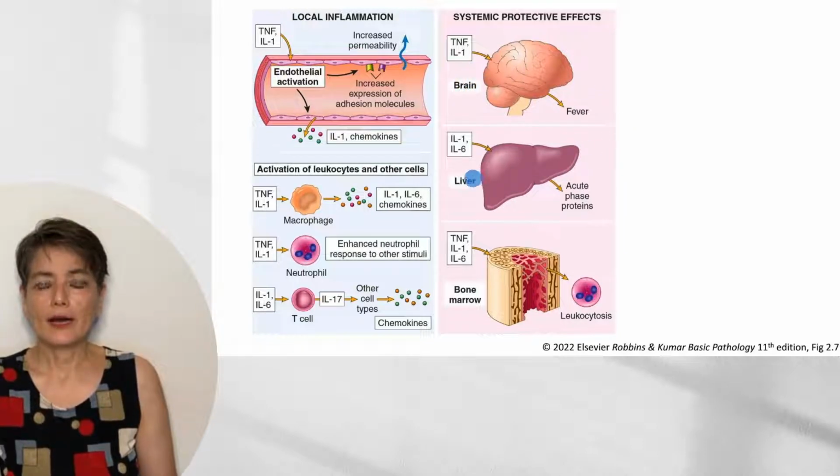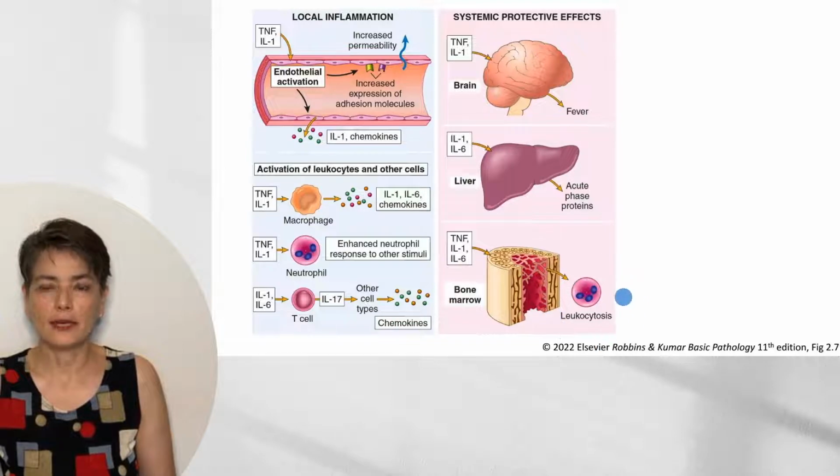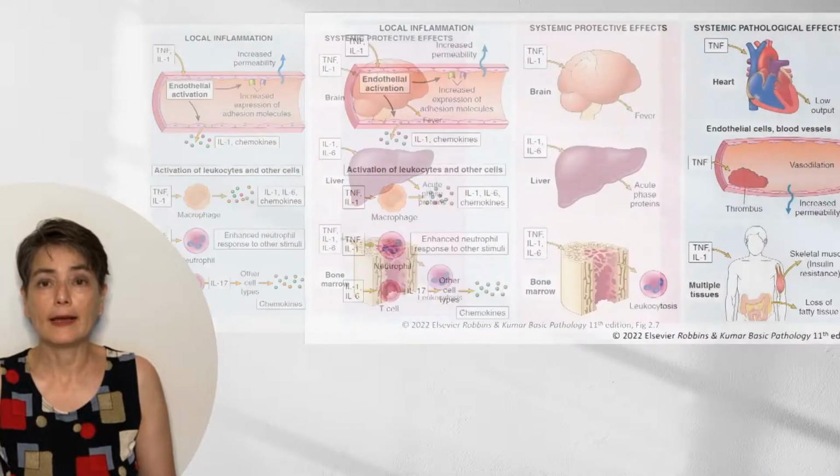IL-1 and IL-6 are going to stimulate the liver to elaborate acute phase proteins. More on that in a moment. And then TNF, IL-1, and IL-6 will act on the bone marrow to cause release of leukocytes so that we can get our leukocytes that will be migrating from the bone marrow into the circulation to address inflammation. But all of these cytokines are not just protective, they can cause damage as well.